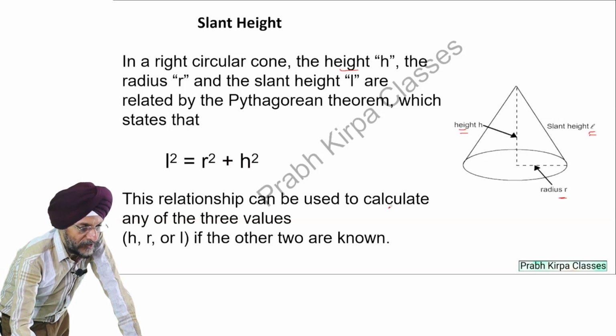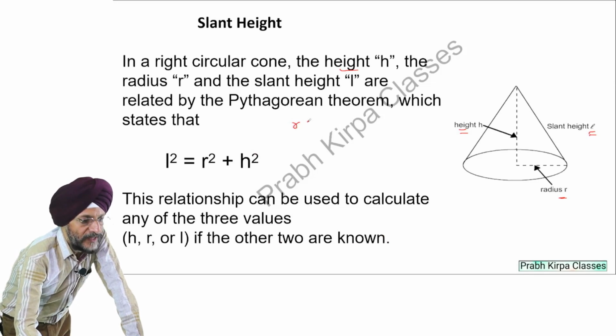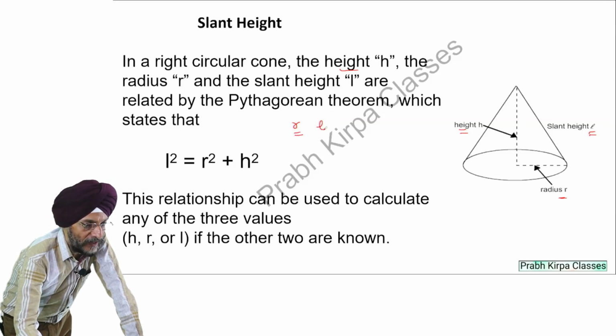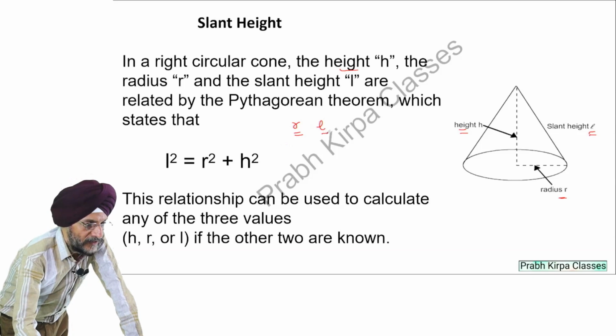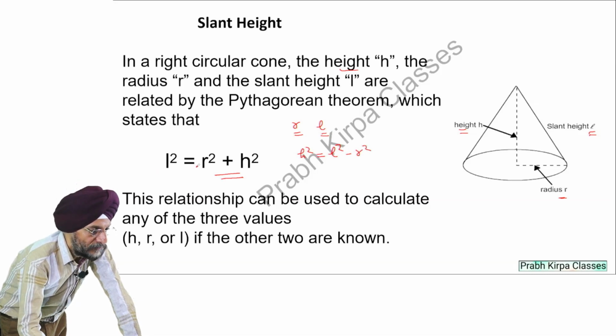This relationship can be used to calculate any of the three values if the other two are known. It means that suppose we have been given in any mathematical question the value of R and the value of L, then we can calculate the value of H. How we can calculate? From this formula we can calculate H square is equal to L square minus R square, because from here R square will go to this side and it will become minus.